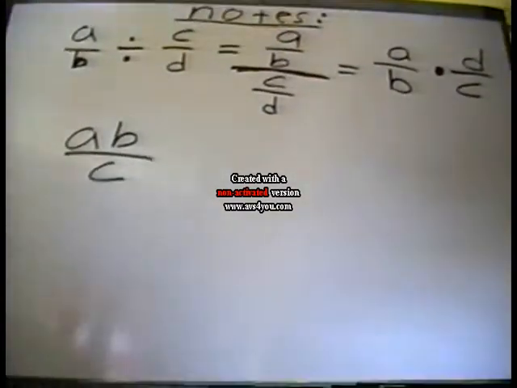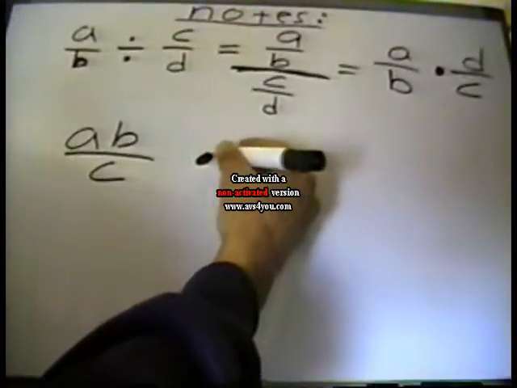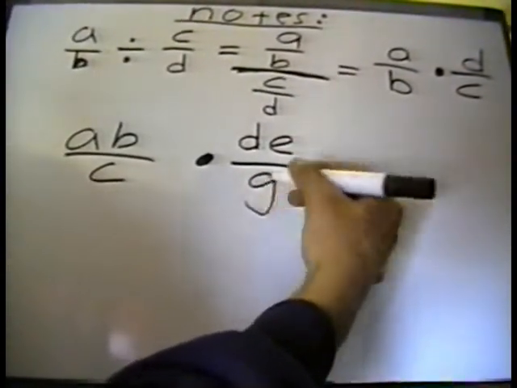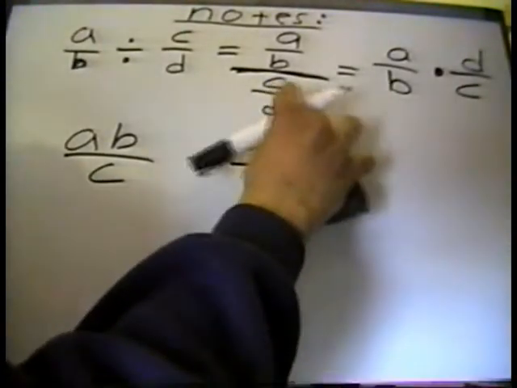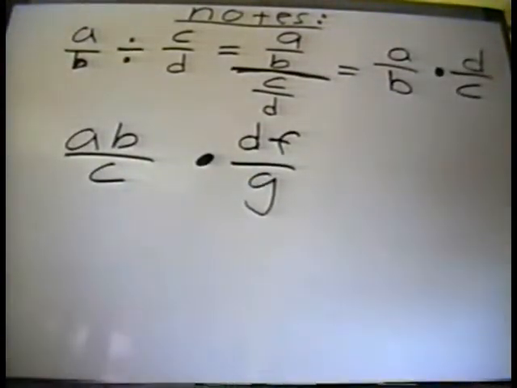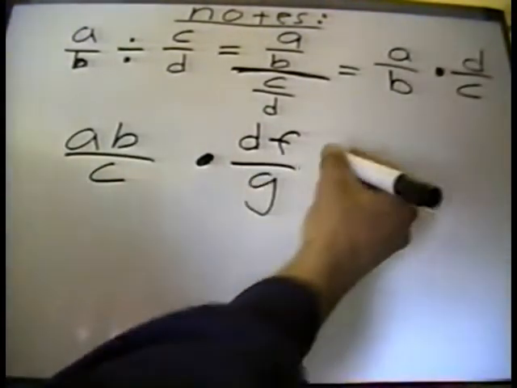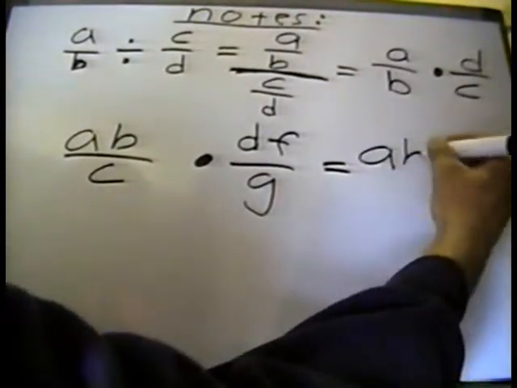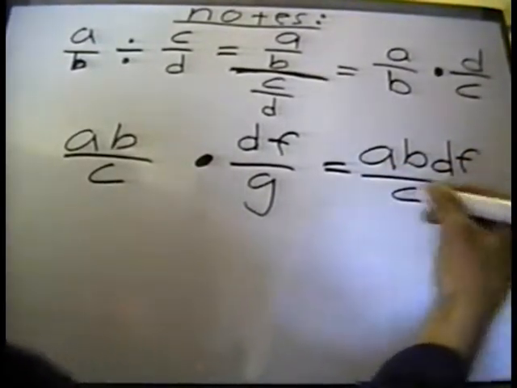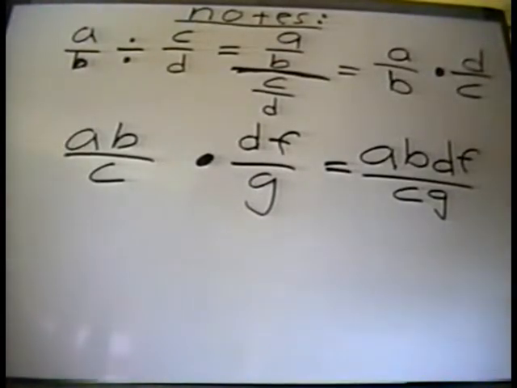Now I want to show you the forms if we have AB over C. So now we're going to say AB over C times DF over G. Let's use F. Now what that's going to give us is A, B, D, F over CG. Okay?